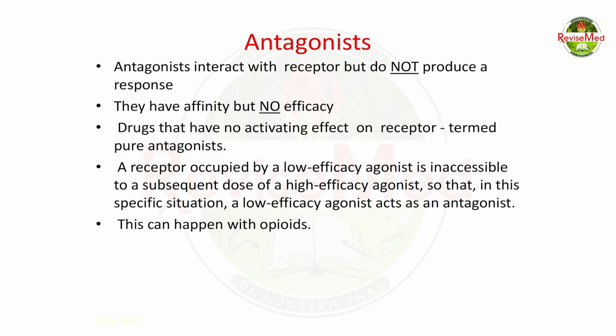We must know some details about antagonists. Antagonists interact with the receptor but do not produce a response. They have affinity but no efficacy. Drugs that have no activating effect on the receptor are termed pure antagonists. A receptor occupied by a low efficacy agonist is inaccessible to a subsequent dose of a high efficacy agonist. So in this specific situation, a low efficacy agonist acts as an antagonist. This can happen with opioids.